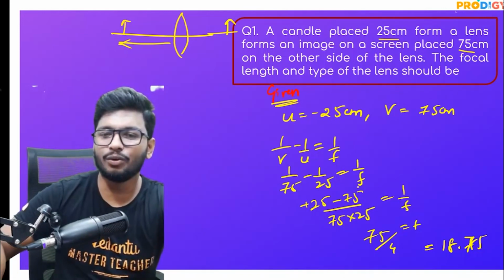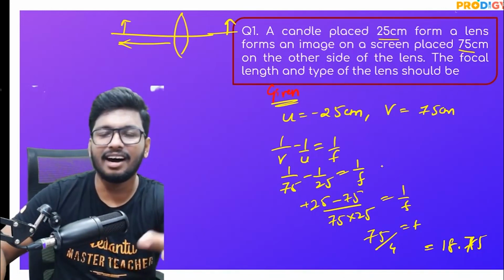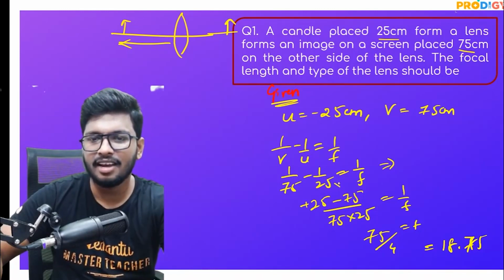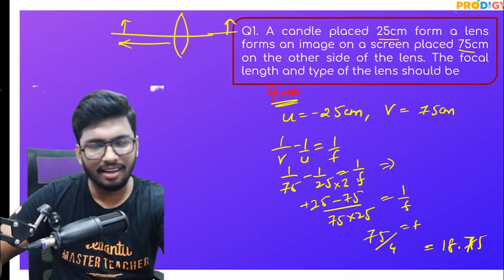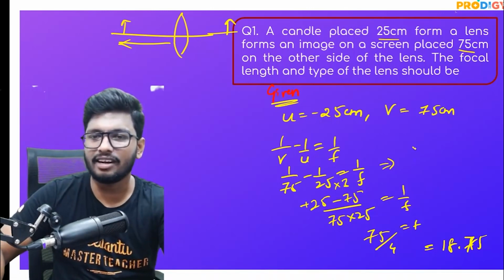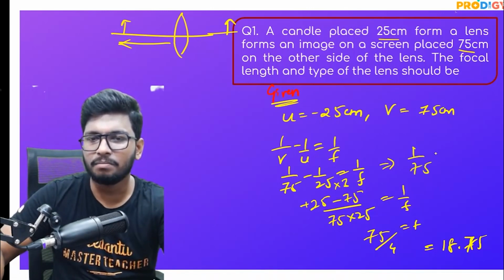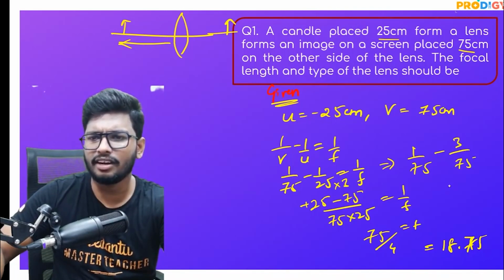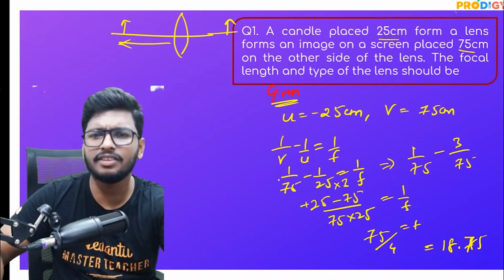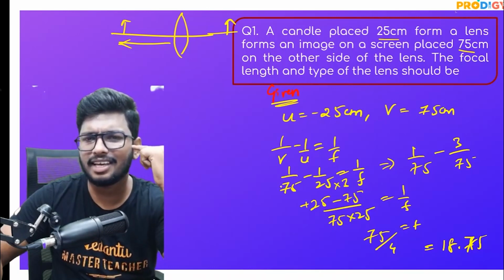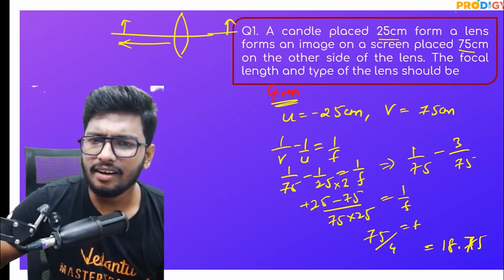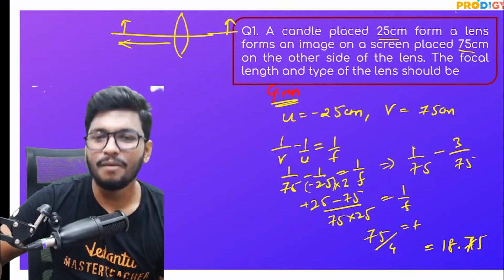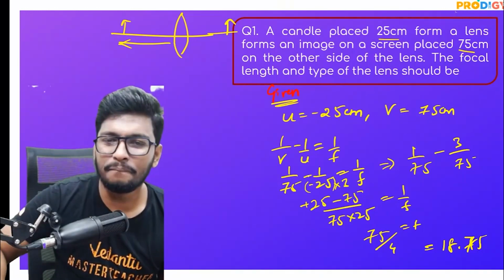Again, you can do it this way, or do it even more simply by finding the LCM. 25 into 3 is 75. So you can write it as 1 by 75 minus 3 by 75. One second, I think I made some mistake over here. Wait a second, sorry guys. This is minus of minus 25, so it'll become plus 25.